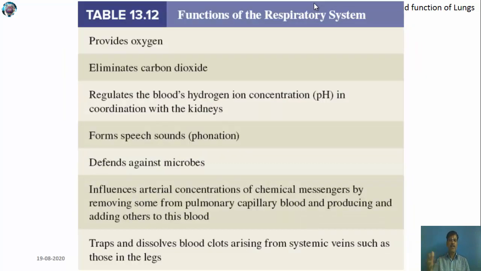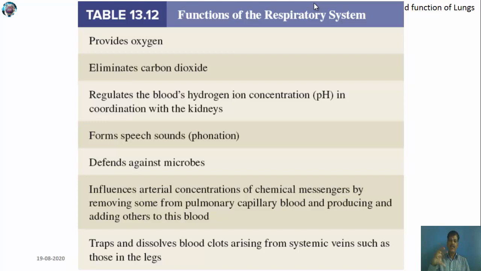Then the other part of the function is the respiratory zone, which provides oxygen to the body. It removes carbon dioxide from the body, and then it regulates the pH. So the blood pH is regulated by the lungs. And then the variation in speech is also achieved with the help of this particular respiratory system. And then it also provides defense.